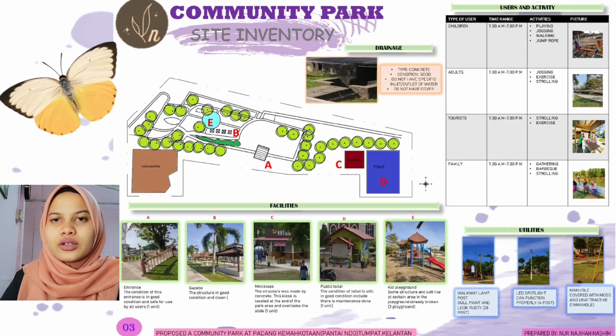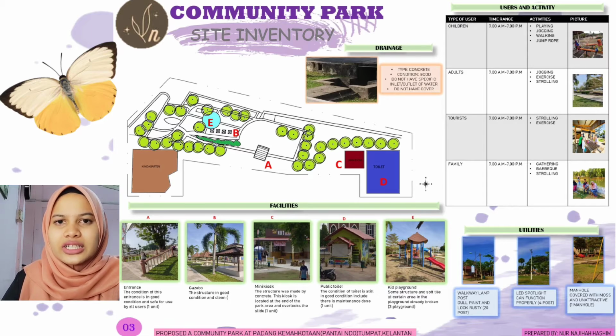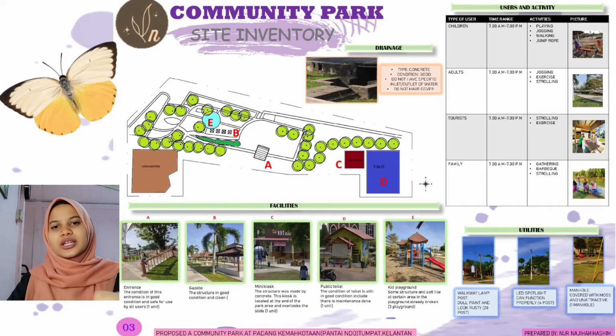The fourth is the public toilet. The toilet is still in good condition, and maintenance is done. There is one unit at the park. The last one is the kid playground. Some structures and soft tiles in certain areas of the playground are already broken. There are 3 playgrounds at the park.